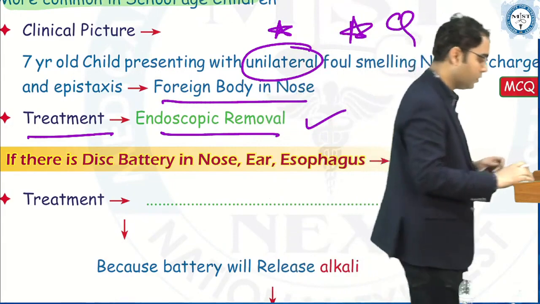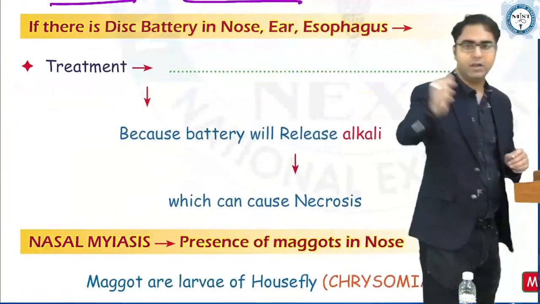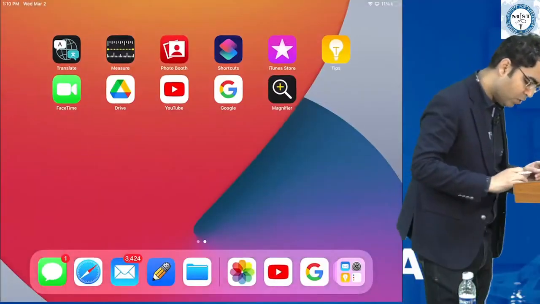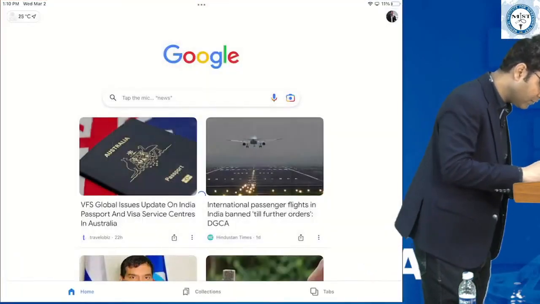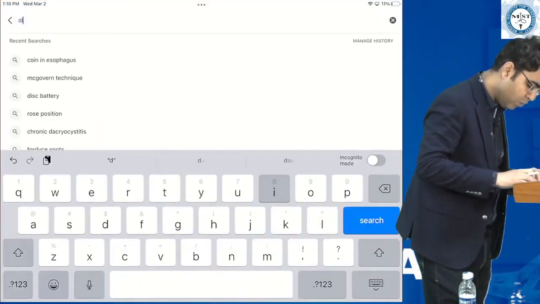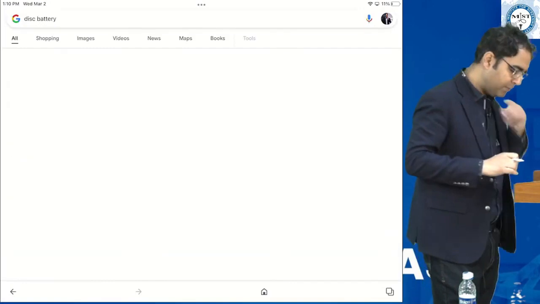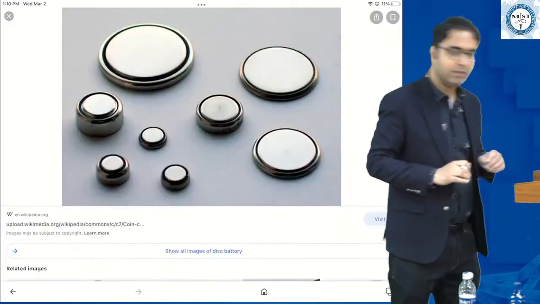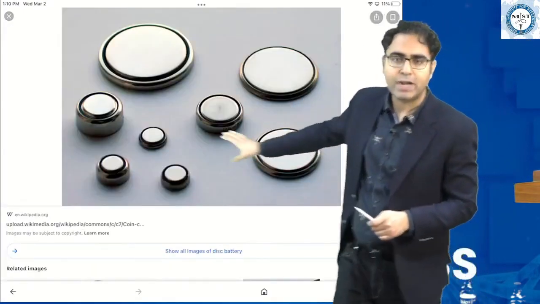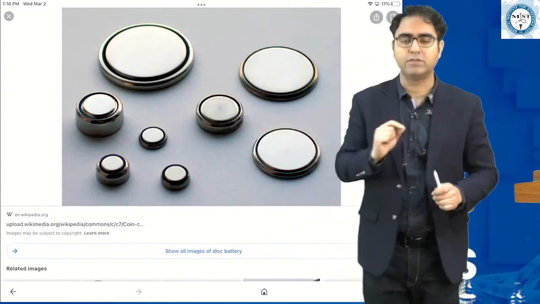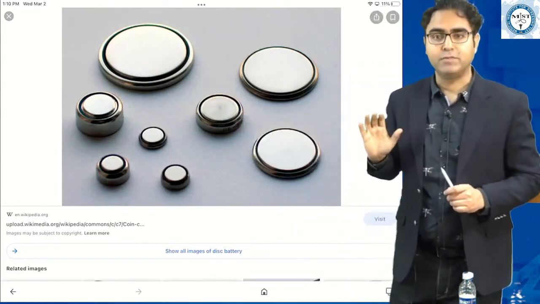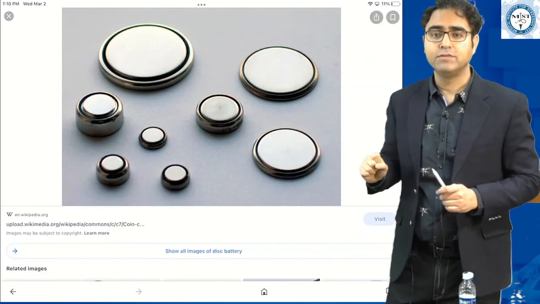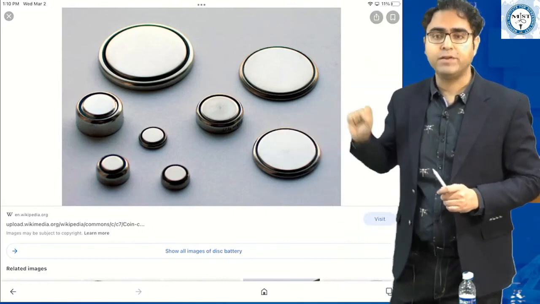Now, a PG level question. Read the question, beta. If there's a disc battery in the nose, ear or esophagus, beta. Have you seen disc batteries? Calculator batteries, watch batteries, small disc batteries. These are active batteries, beta. These are alkaline batteries.